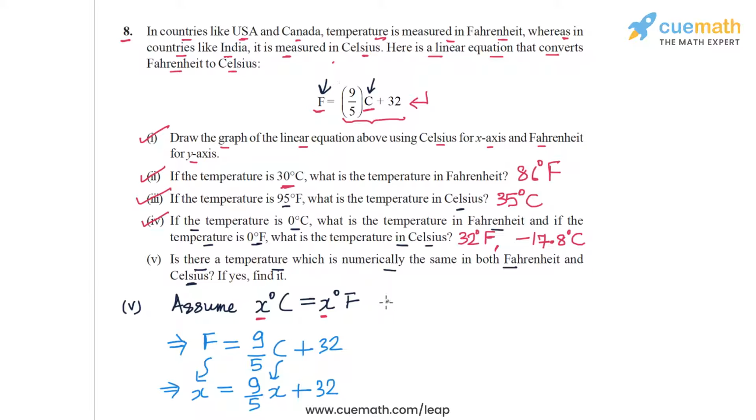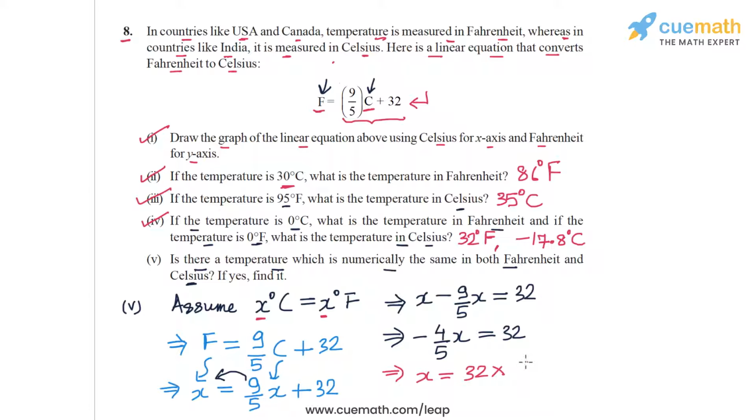Alright, now let's solve this equation and see what value of x we get. So let's bring 9 by 5x to the LHS. So on the LHS we will get x minus 9 by 5x, and on the RHS we will have 32. Now x minus 9 by 5x is minus 4 by 5x, and on the right side we will have 32. So finally we will get x equal to 32 into 5 by minus 4. So I've basically taken this term minus 4 by 5 and taken it to the right side, inverted it, and this is what we get. 32 by minus 4 is minus 8, and minus 8 into 5 is minus 40. So we do get a value of x.